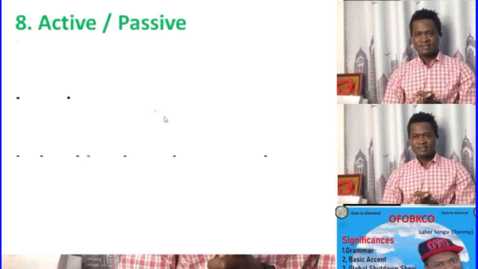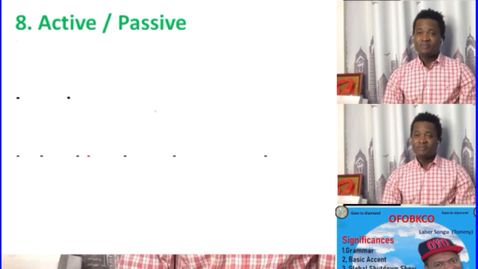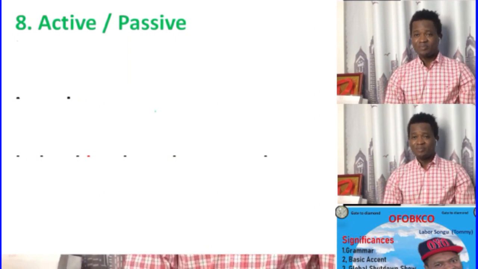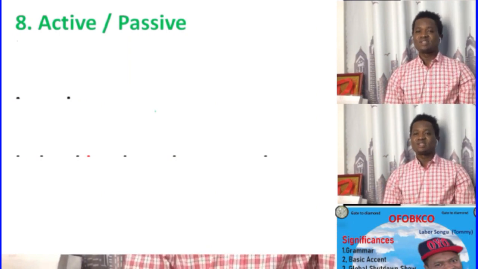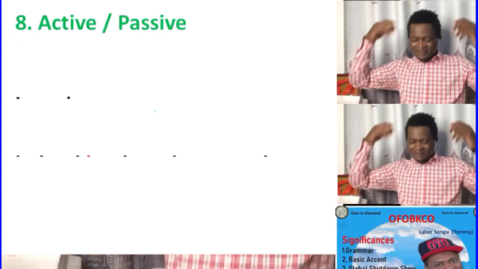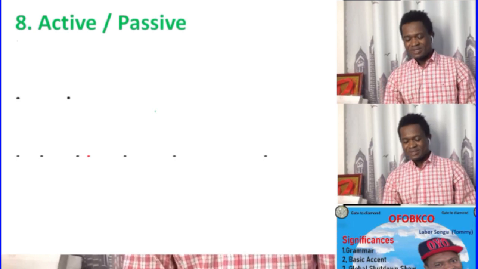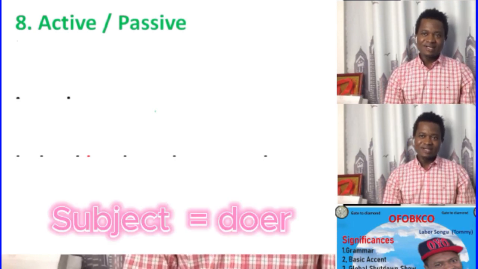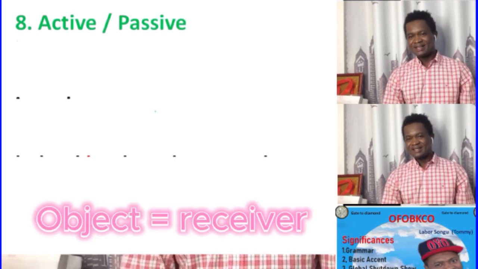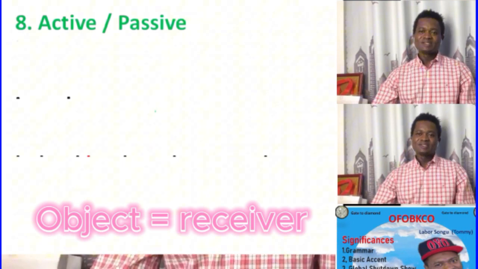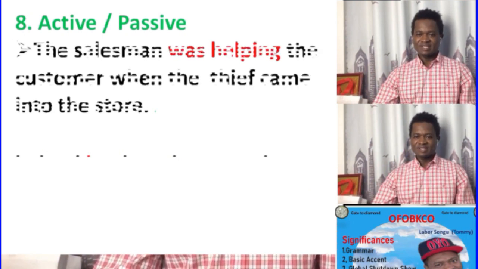Number 8, uses of past progressive or past continuous tense. Talking about active and passive voice. You know what I mean? When I talk about the active voice, we are talking about the subject, that is the doer, and the object, that is the receiver. So all right, guys, let's do a little example here.